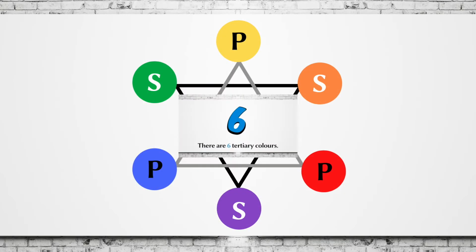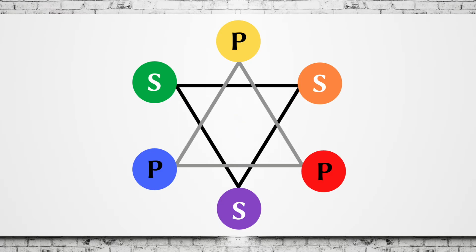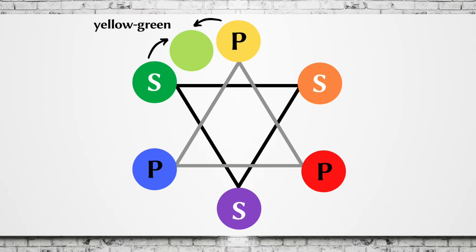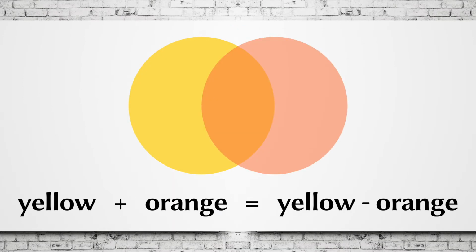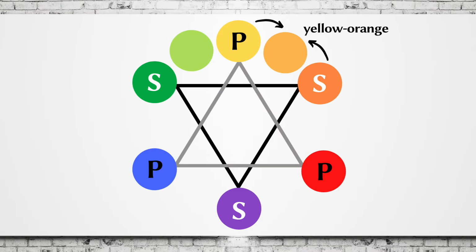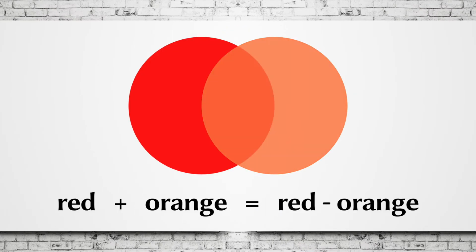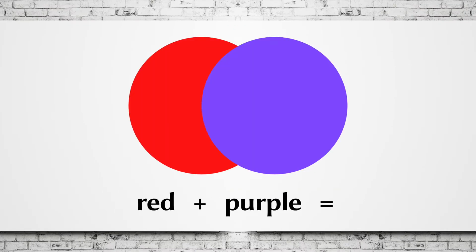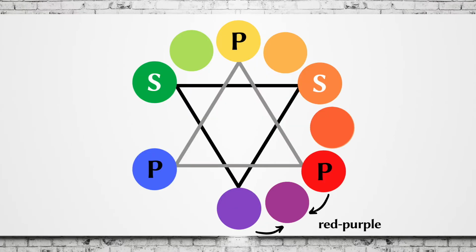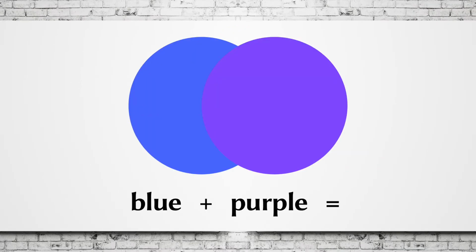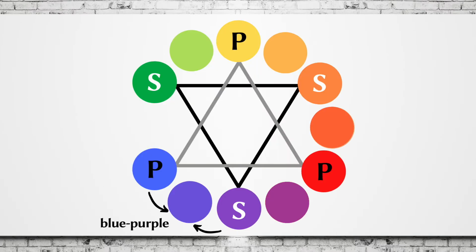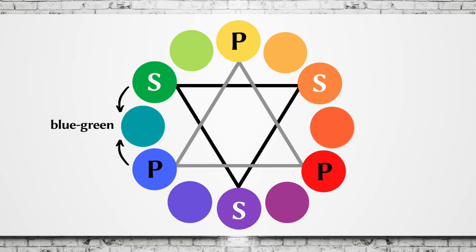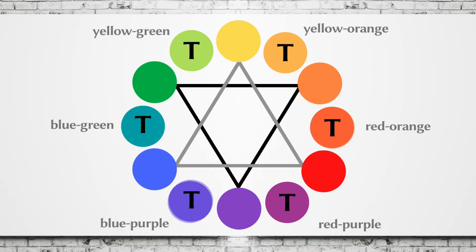Now, let's find out what are the 6 tertiary colors. Yellow and green makes yellow-green. Yellow and orange makes yellow-orange. Red and orange makes red-orange. Red and purple makes red-purple. Blue and purple makes blue-purple. And blue and green creates blue-green. These are the 6 tertiary colors.